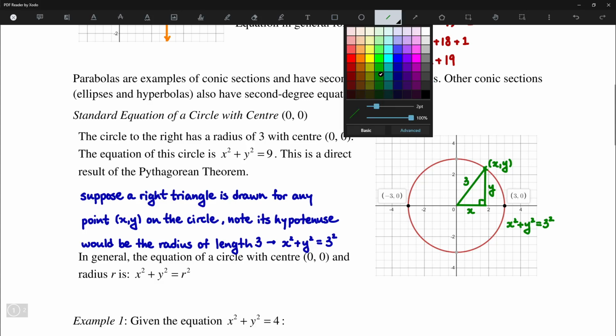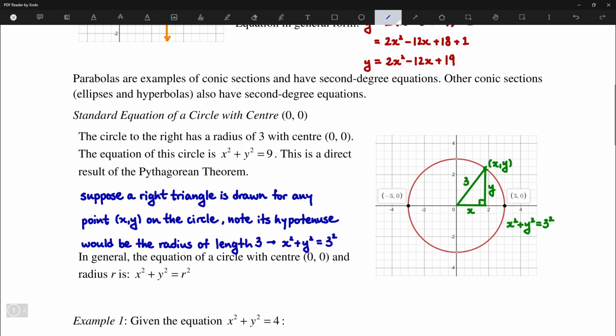And we can draw this triangle elsewhere as well. So for example, we can draw it in quadrant 3, maybe something that looks like this. And once again, we still have the hypotenuse of length 3. If this is x, this is y, the equation will still hold. So in general, the equation of a circle with center 0, 0 and radius r is, once again, x squared plus y squared equals r squared.